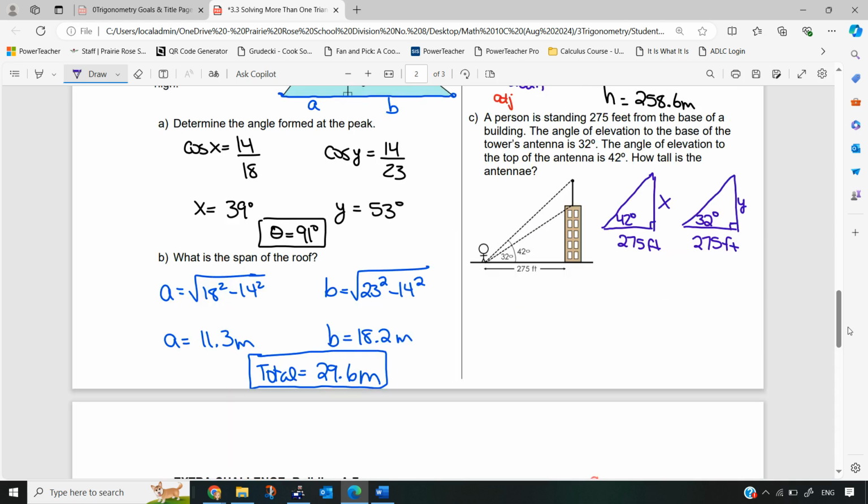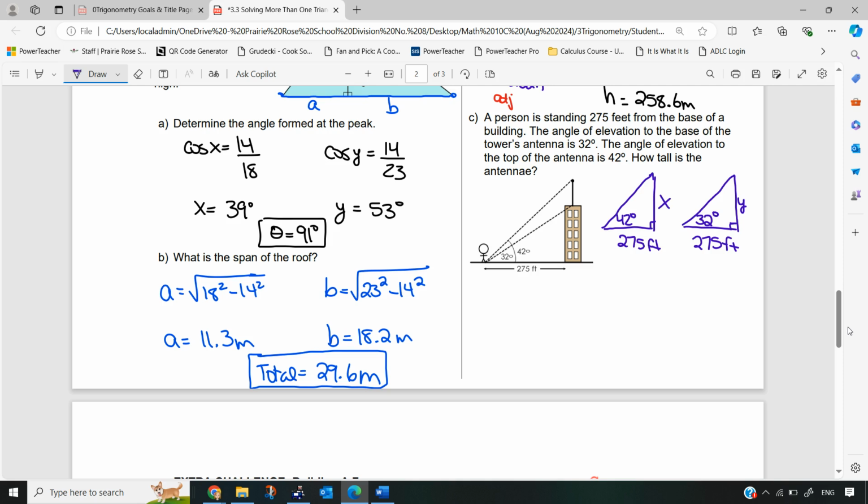C, we're told that a person is standing 275 feet from the base of a building. The angle of elevation to the base of the tower's antenna is 32 degrees, and the angle of elevation to the top of the antenna is 42 degrees. And then we're asked, how tall is the antenna? Well, this question is very similar to the one that we did in part A.